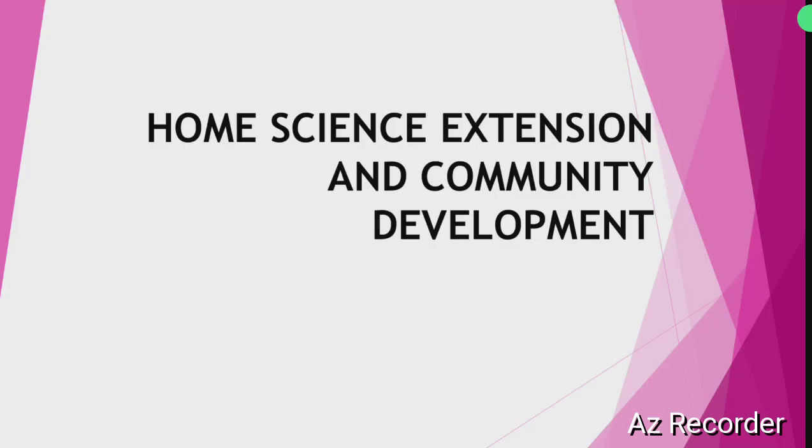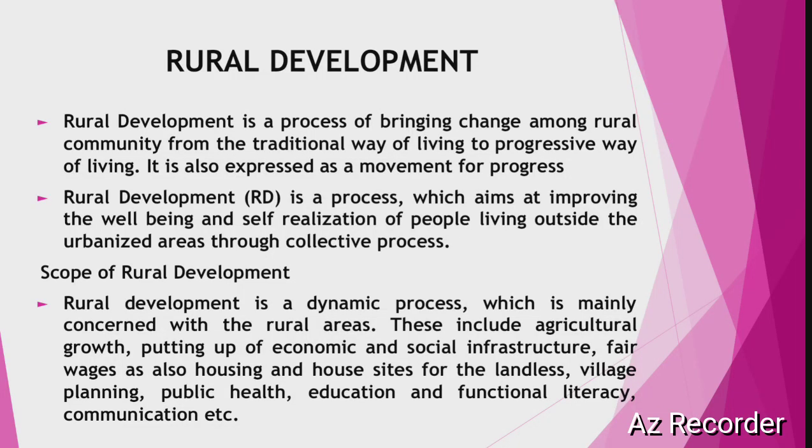Hello everyone. Today we will discuss rural development and the different stages in the Panchayat Raj system, and also about directive principles. First one is rural development. Rural development is a process of bringing change among the rural community from the traditional way of living to a progressive way of living. It is also expressed as a movement of progress.